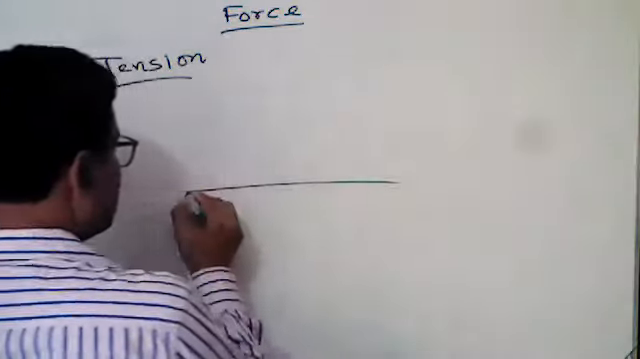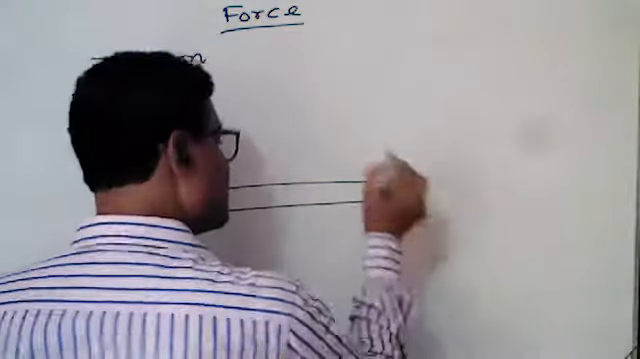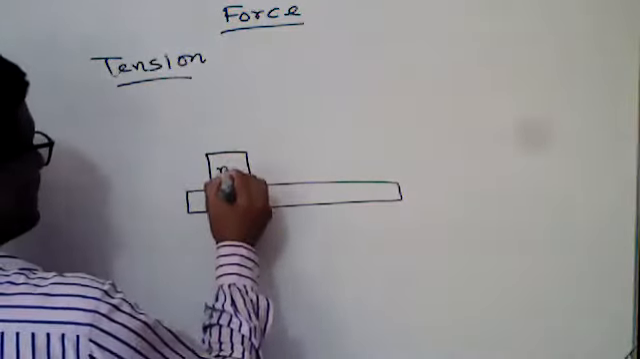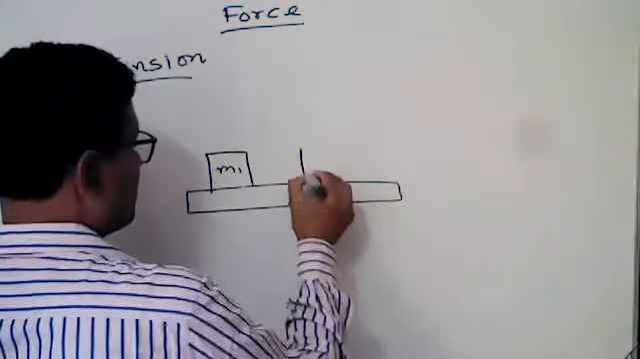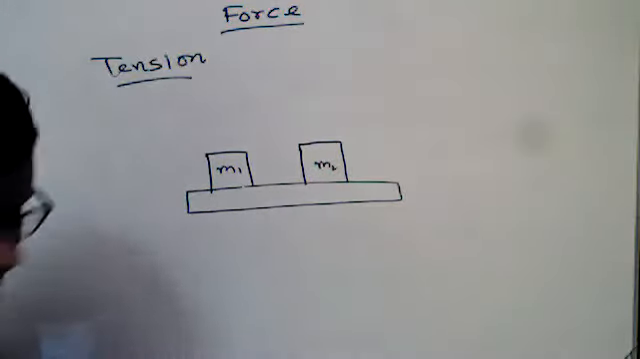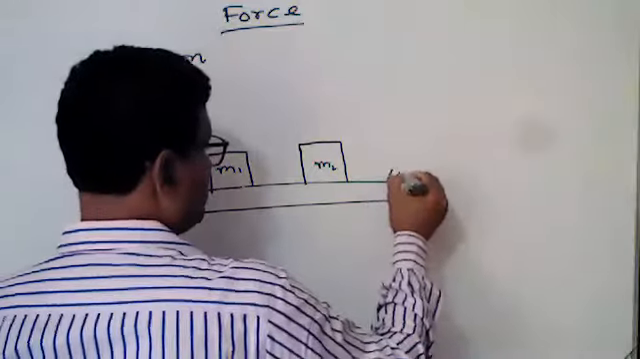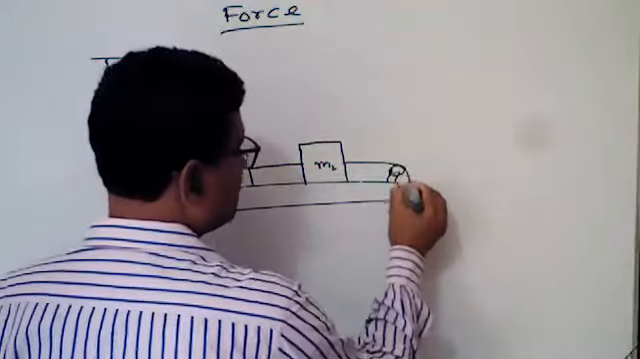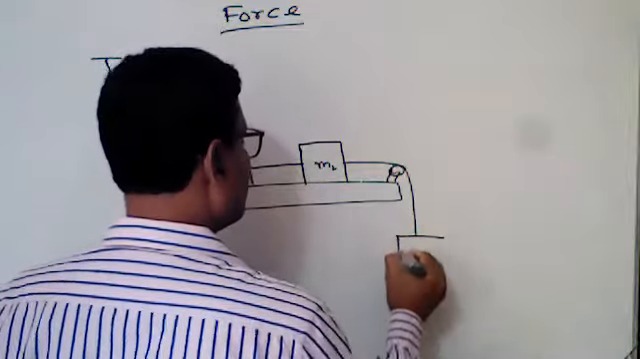Suppose this is the block. This is the surface. There is a block here. This is the M1. There is another block here. This is the M2. And there is a pulley. It is connected by a string. And this is connected by a string. This is the M3.